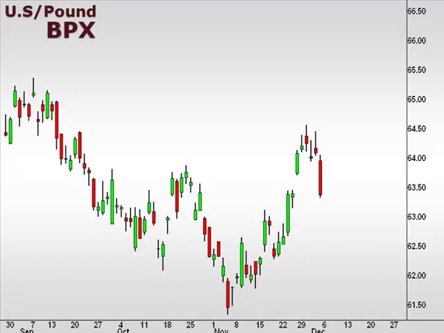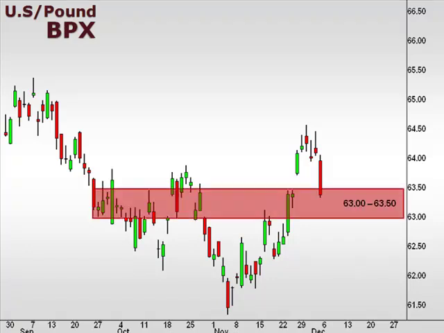Let's take a look at the BPX, the US versus the British pound. The BPX pulled back to test support at 63.5, but appears to be respecting an uptrend that has been in place for quite some time. Support at 63, 63.5 is likely to yield a retest of resistance up in that 64, 64.5 box.